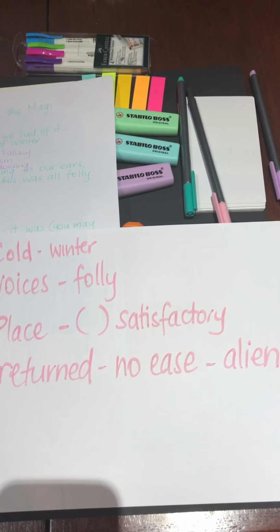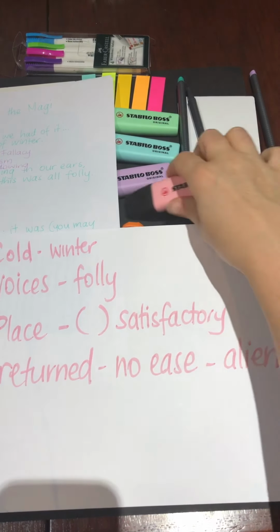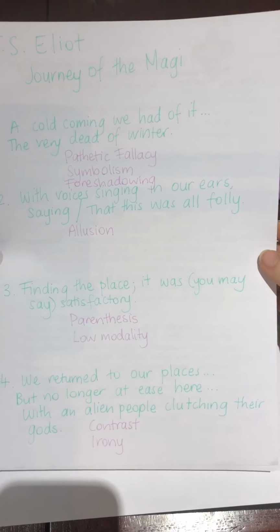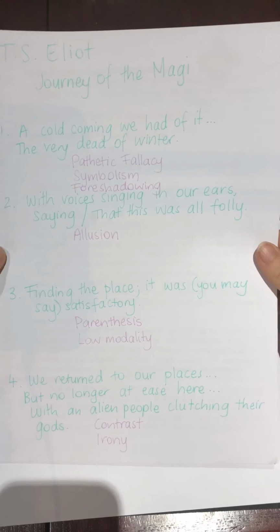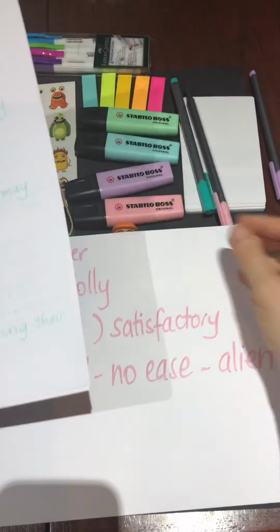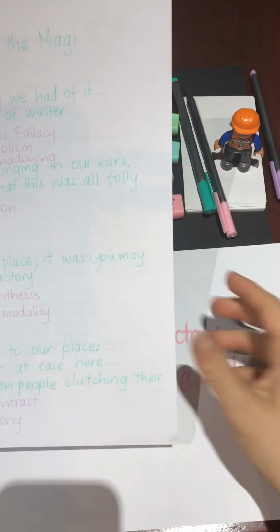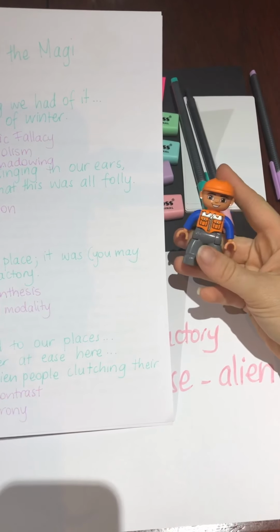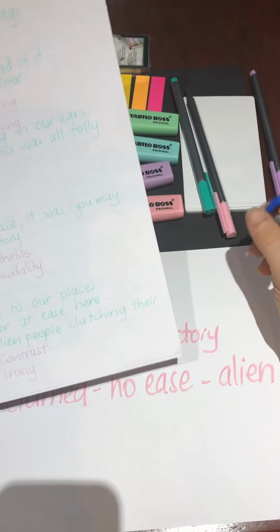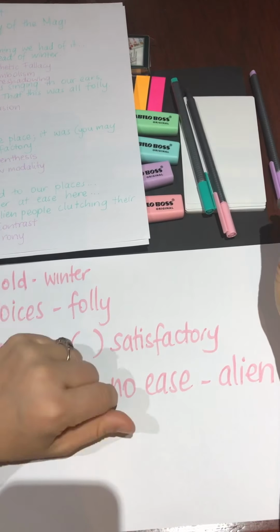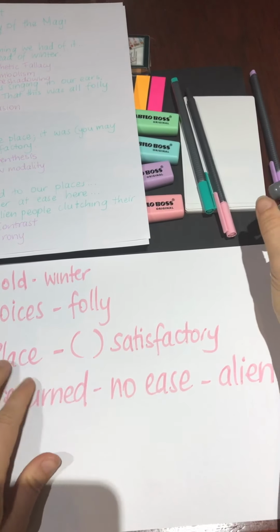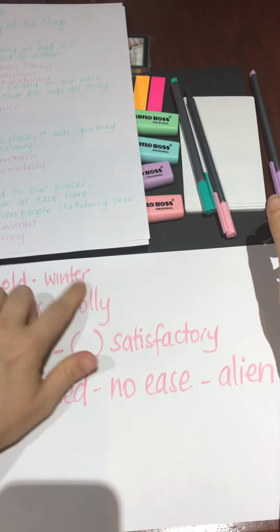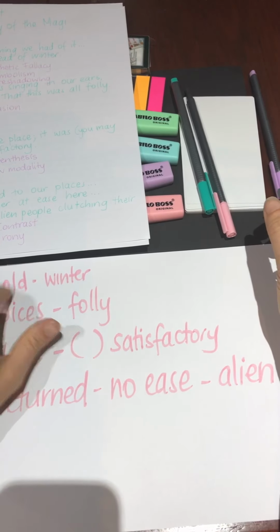Okay, so what I'm doing is I'm taking the quotes that I have and I'm deciding which words in those quotes are salient to me as the person studying. I am attaching a visual and tactile image or thing to these particular quotes. So the first one, a cold coming we had of it, the very dead of winter. Cold and winter, particularly since my technique, it probably has something to do with pathetic fallacy, but cold and winter.